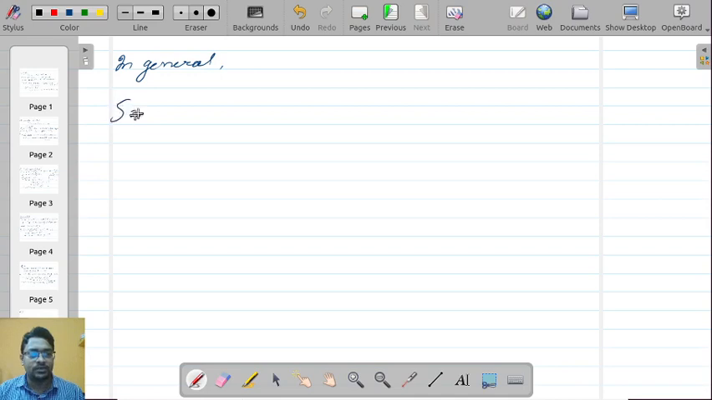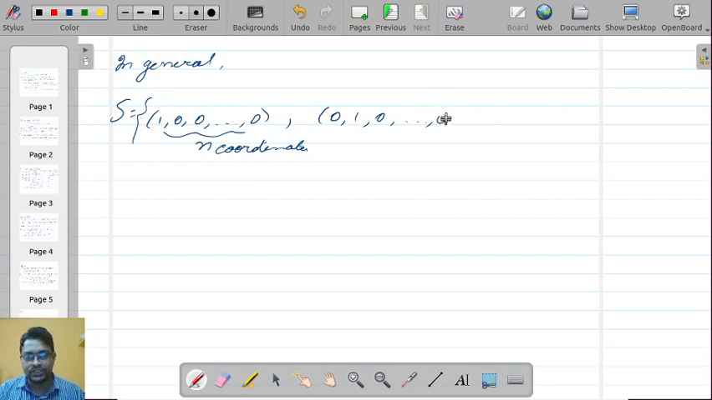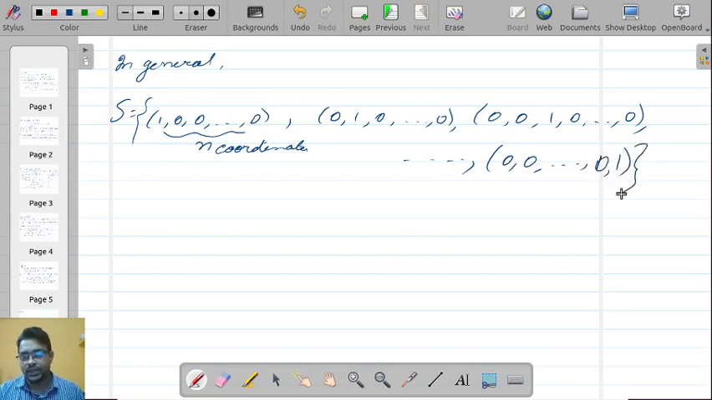In general, for the n dimensional space, S is equal to (1,0,0,...,0), with n elements, n coordinates. Then (0,1,0,...,0), where the position of 1 just changes. Then (0,0,1,0,...,0), and so on, continuing until the last one is (0,0,...,0,1), with 1 in the nth position. So this is a subset of E to the power n.